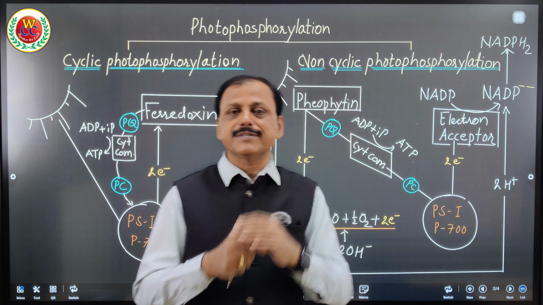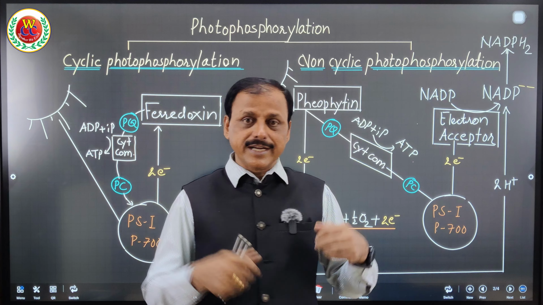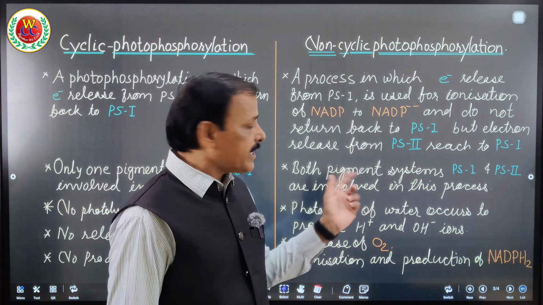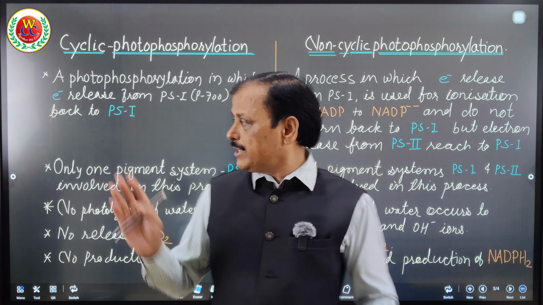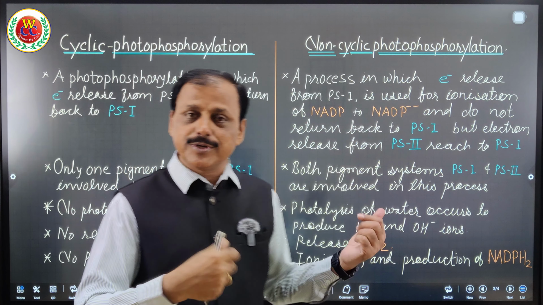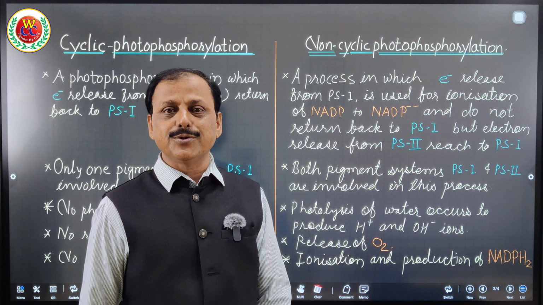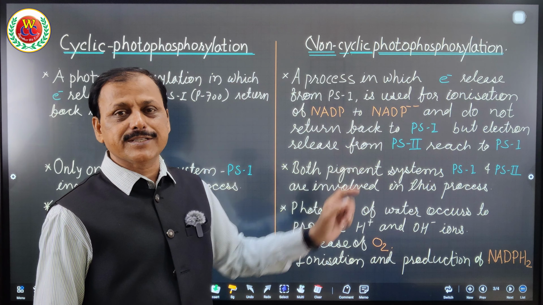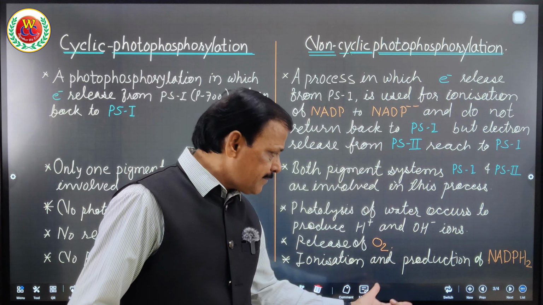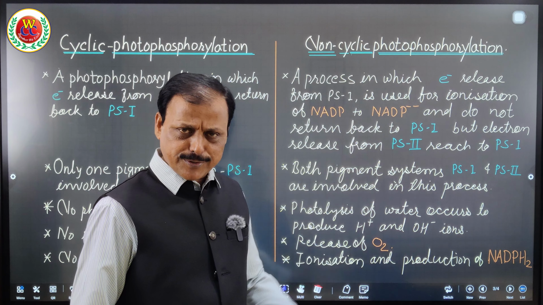These are the major differences that we can write in the examination, as well as you can explain it, and I have prepared another slide that shows these distinguishing points. So as ready-made notes for you, you can pause it and note down: distinguish between photophosphorylation, that is cyclic and non-cyclic, as well as the same is the explanation for non-cyclic photophosphorylation.